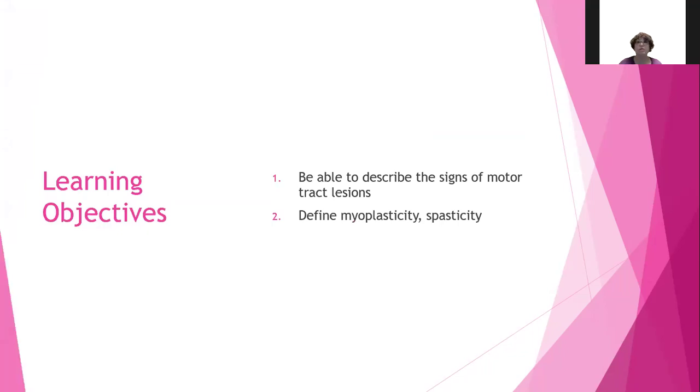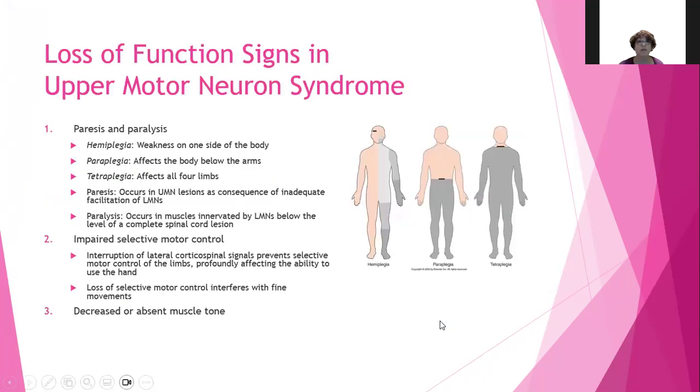So you want to be able to describe the signs of motor tract or upper motor neuron lesions. We're going to talk about myoplasticity and spasticity, what they are, and how you tell what they are. So you get loss of function with upper motor neuron syndrome, similar to lower motor neuron, but different, of course.